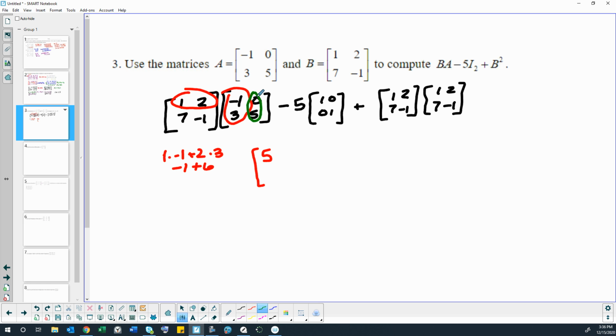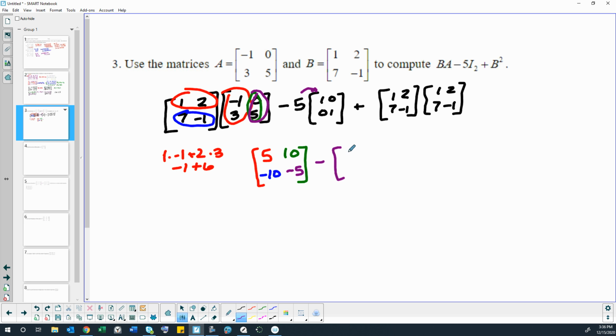Then I'm going to multiply this column, so that would be 0, and 2 times 5 is 10. Then I'll multiply this row with the first column, so negative 7 and negative 3 gives me a negative 10. And then last we have this column, so 7 times 0 is 0, negative 1 and 5, so that gives us a negative 5.